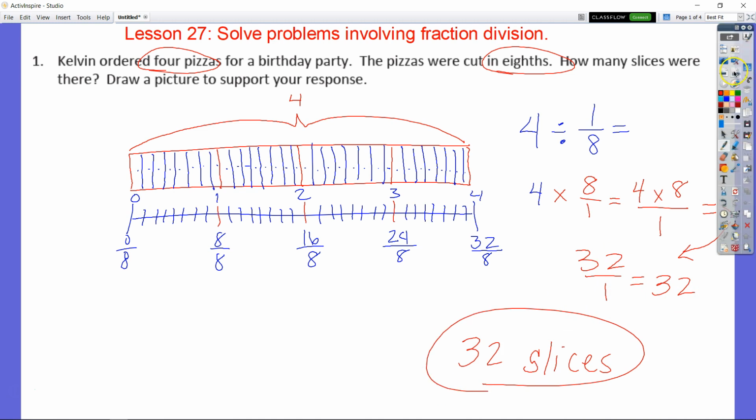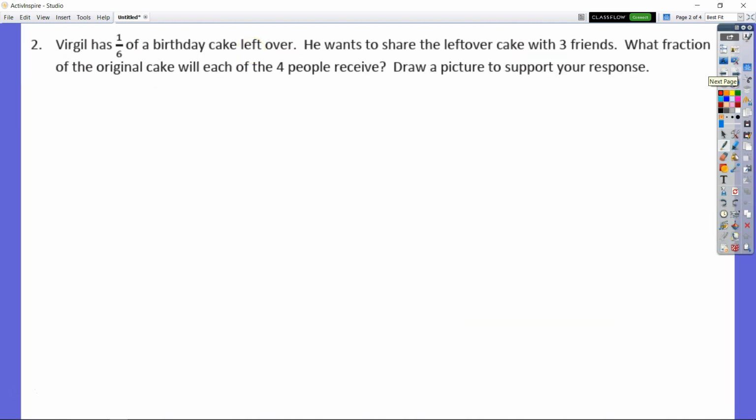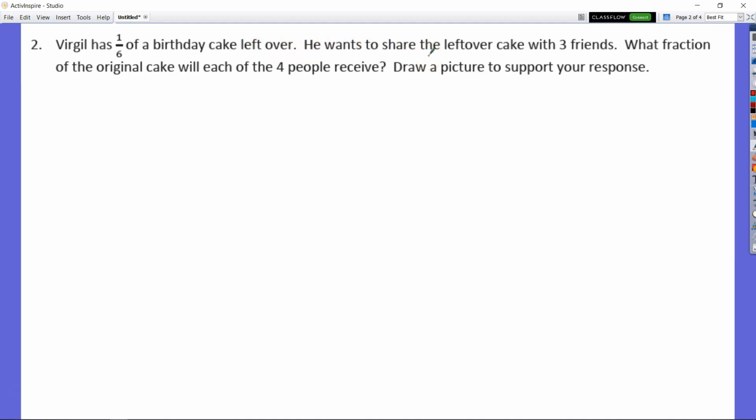All right, let's take a look at number 2 here. So Virgil has 1/6 of a birthday cake left over. He wants to share the leftover cake with 3 friends. So we know we have 1/6 of the cake, and it's being shared evenly by 3 friends. It says, what fraction of the original cake will each of the 4 people receive? So it's Virgil and his 3 friends.